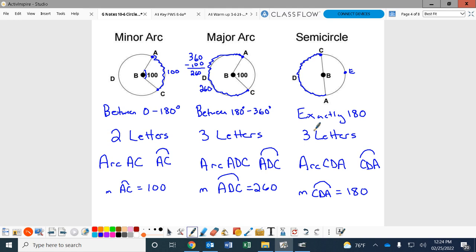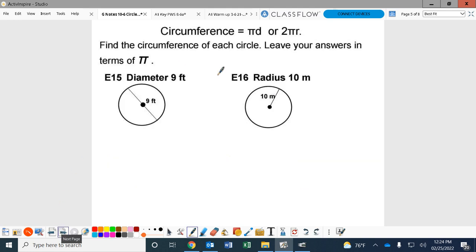Naming it's more important than you know. Okay, guys, let's keep going. Okay, from there, we're reviewing circumference. This should take us no time. This is just to review the concept.